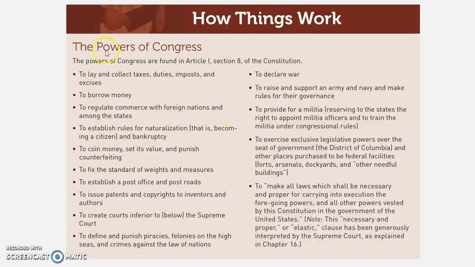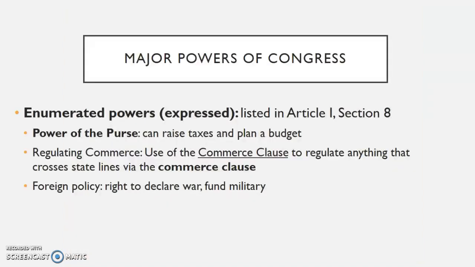So going back to here, it says that Congress has the power to borrow money. That's pretty straightforward, right? They have the right to borrow money. It says it verbatim. It's not vague. It's not ambiguous. It's there. It's expressed. It's enumerated.